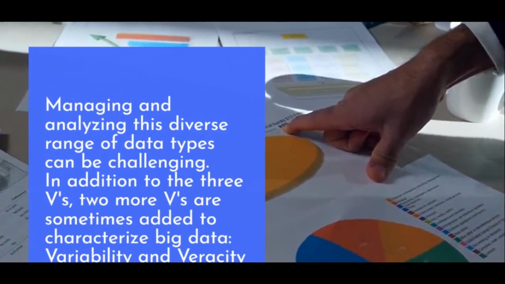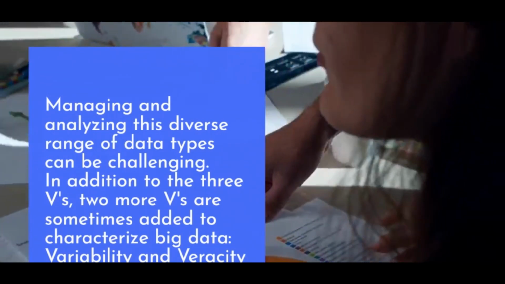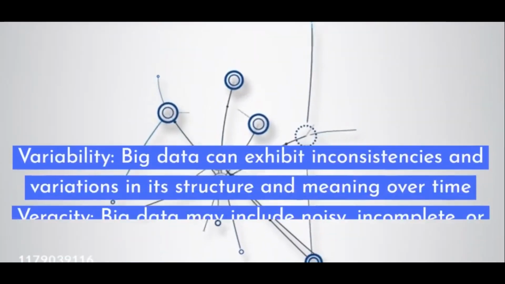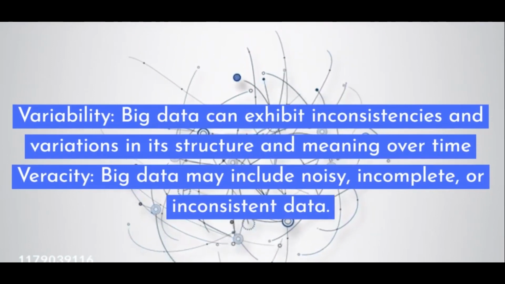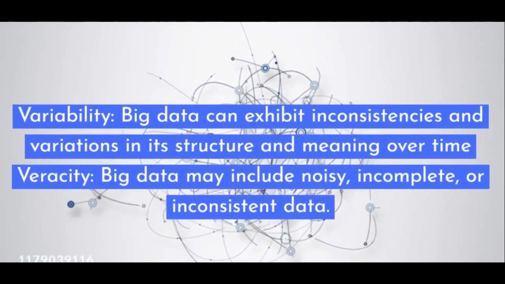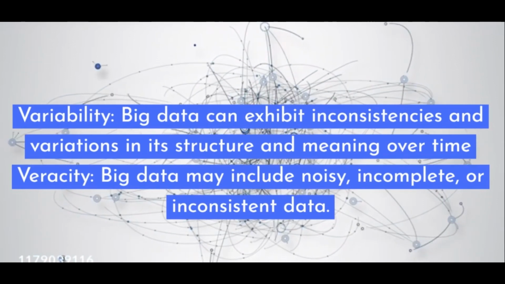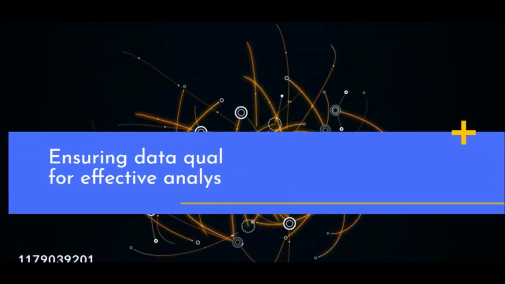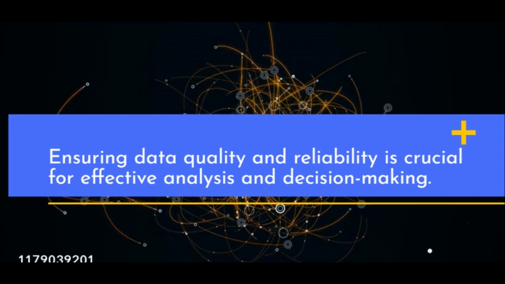In addition to the 3 V's, 2 more V's are sometimes added to characterize big data: variability and veracity. Variability. Big data can exhibit inconsistencies and variations in its structure and meaning over time. Veracity. Big data may include noisy, incomplete, or inconsistent data. Ensuring data quality and reliability is crucial for effective analysis and decision-making.